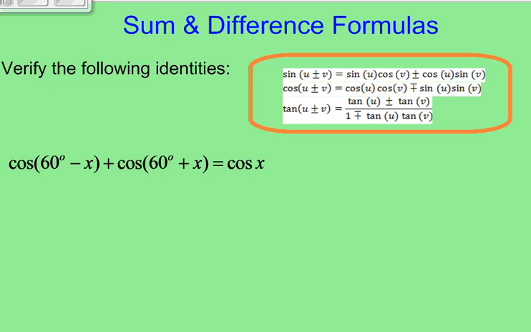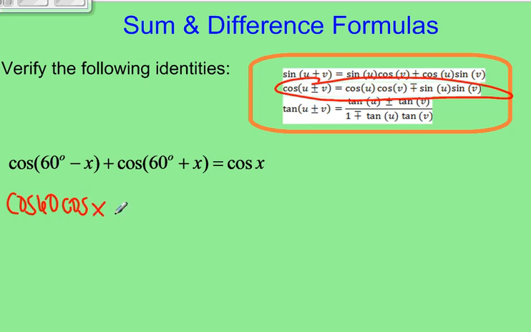For this one, again, you're just following the pieces of cosine, but now we're doing it twice. So it's going to be kind of long. We've got cosine of 60 cosine of x plus sine of 60 sine of x.